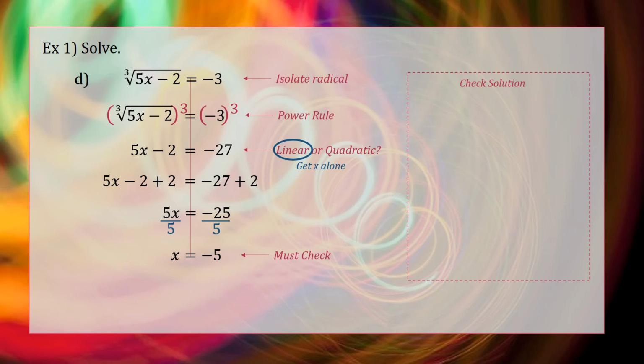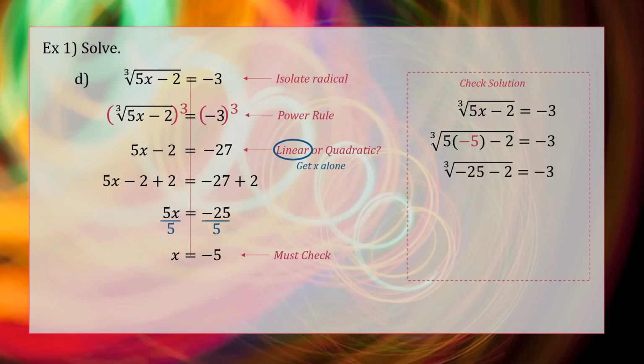So, on the side of your paper, we show our work. We always start back at the original equation. Cube root of 5x minus 2 equals -3. Replace the variable with our solution, which we think is -5. Under the radical, 5 times -5 is -25. Under the radical, we can combine, which gives us -27.